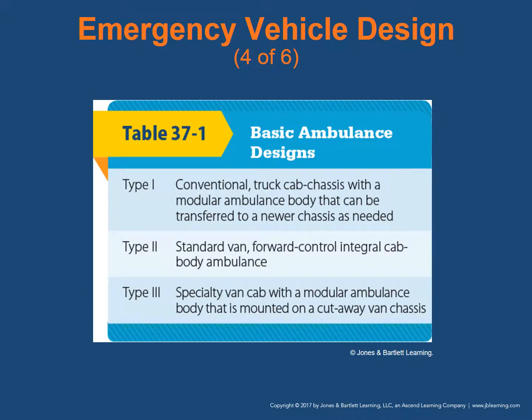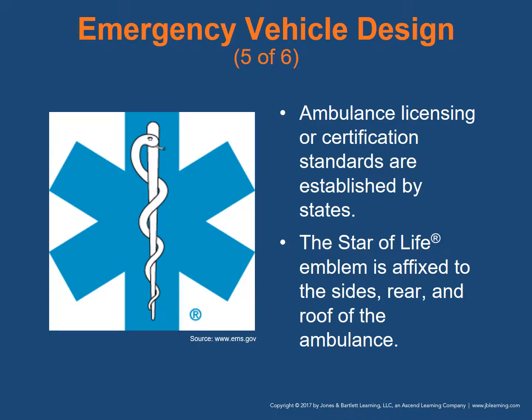Here you see the basic ambulance design. This would be pretty good to know. It's also kind of fun knowledge to have when you're driving around and you see an ambulance. You can use this knowledge to identify what kind of ambulance it is and what kind of ambulances different companies are using or purchasing. So the Type 1 is the conventional truck cab chassis with a modular ambulance body that can be transferred to a newer chassis as needed. We have the standard van with forward control integral cab body ambulance, and the Type 3, the specialty van cab with a modular ambulance body that is mounted on a cutaway van chassis.